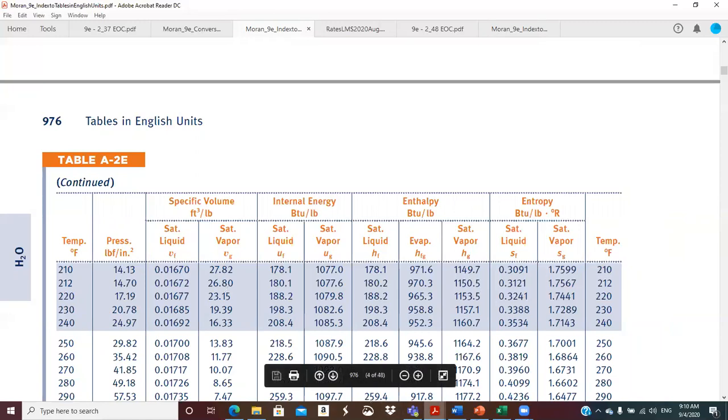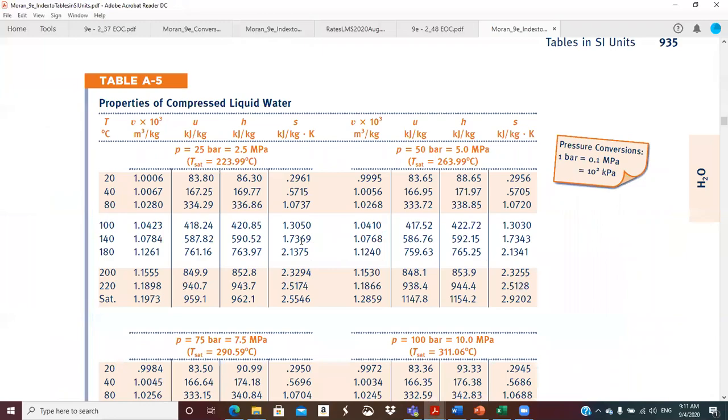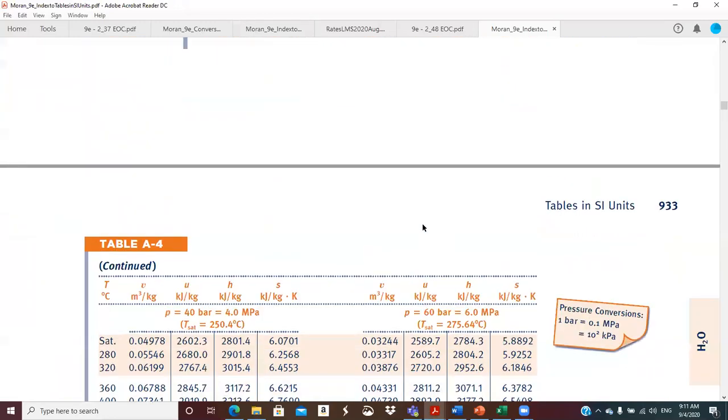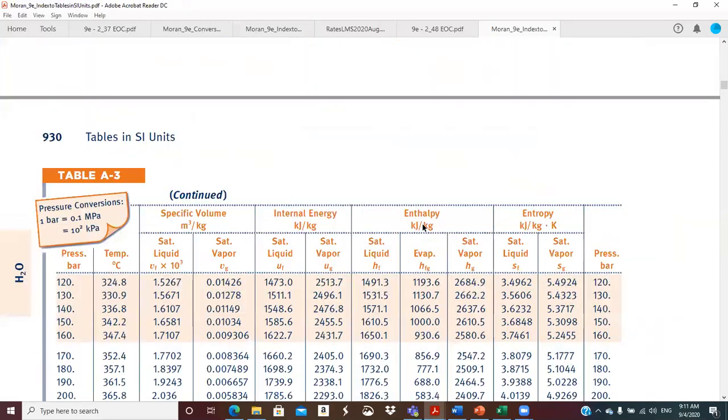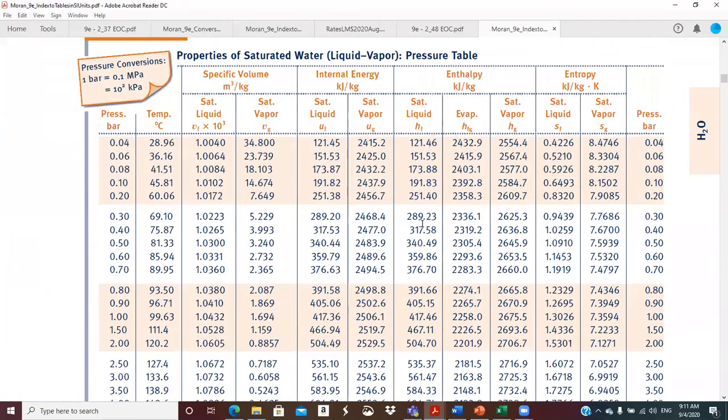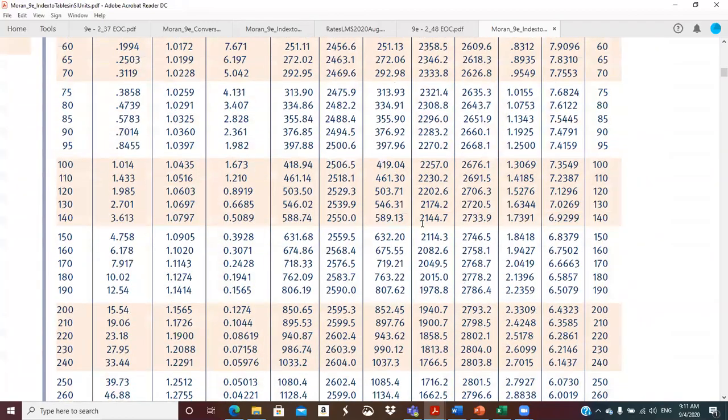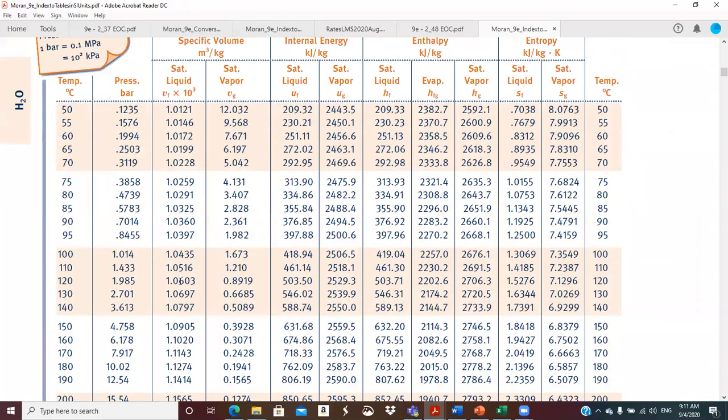If you look in the metric, the SI table over here, let's get to the temperature table. Okay, so here is 100 degrees C. See, there's my saturation pressure, which is atmospheric pressure, 0.014. What I wanted to point out is notice the units. This is times 10 to the third. So these numbers have been multiplied by 1,000.